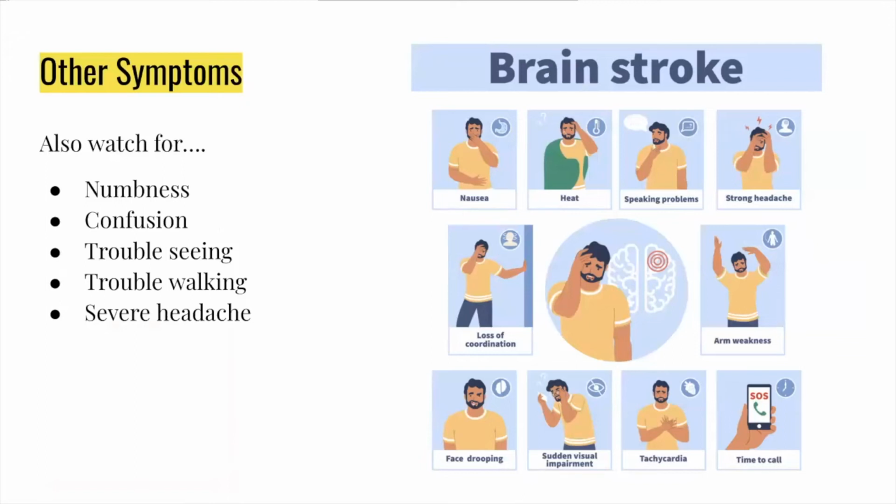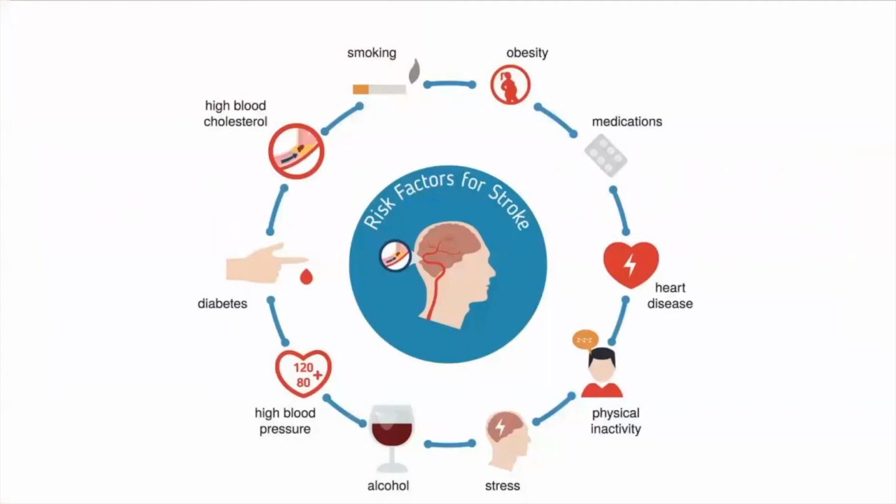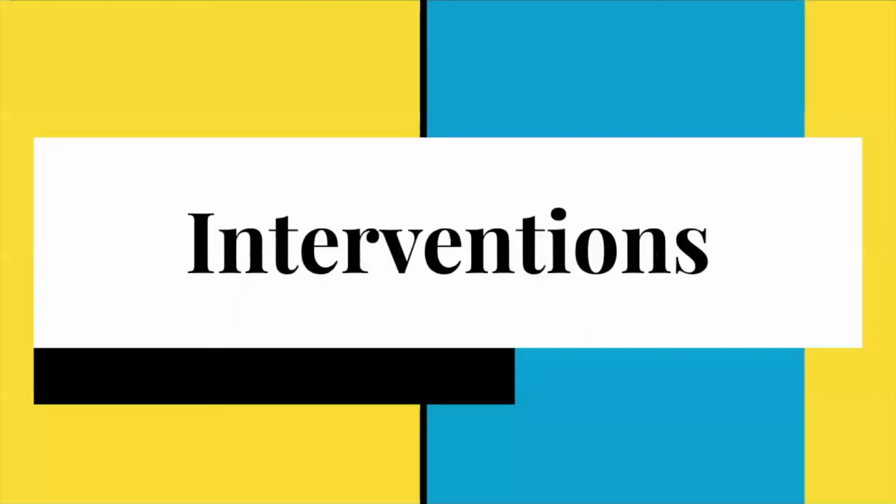Other symptoms of a stroke include numbness, confusion, trouble seeing, trouble walking, and severe headache. There are a variety of conditions that can increase one's risk of stroke. Risk factors include older age, family history, high blood pressure or cholesterol, diabetes, smoking, and obesity. It's also known that stroke is more common in men than in women, but more than half of total stroke deaths occur in women. The faster the intervention occurs, the higher chance for a better outcome or recovery.